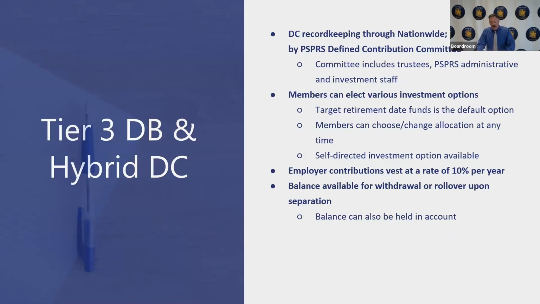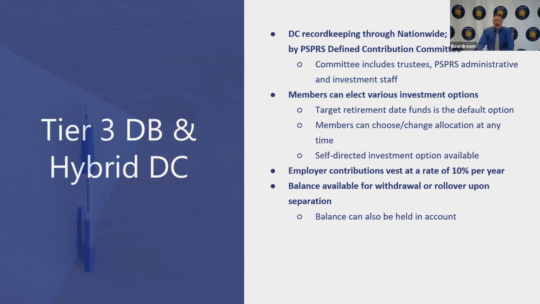Tier 3, hybrid accounts. So our record keeper for the defined contribution account is Nationwide. We've got a group of people that are involved in keeping an eye on those Nationwide accounts and investments. That committee is going to include board members. We've got some administrative and investment staff on that DC committee as well. They're holding regular meetings. It's something that if you want to participate in, you can definitely watch those meetings and wrap your head around what this DC committee is all about.